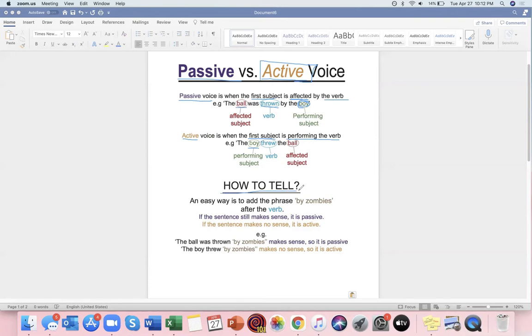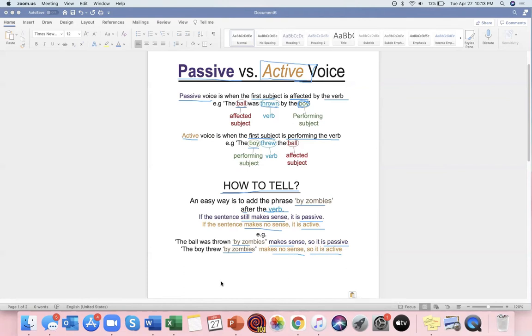So how do you tell the difference? I like this example from the internet. They said, an easy way is to add the phrase by zombies after the verb. If the sentence still makes sense, it is passive, and that's not good. If the sentence makes no sense, it is active, and that's good, because you always want to use active. So, for example, the ball was thrown by zombies makes sense, so therefore it is passive. But the boy threw by zombies makes no sense, so it is active.